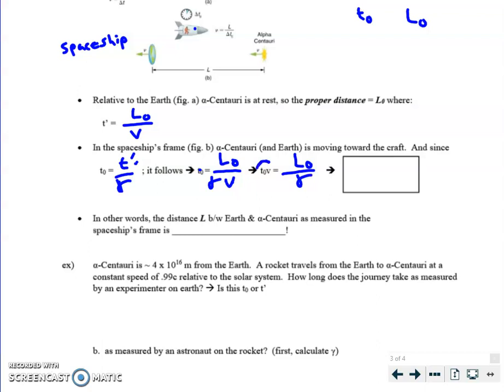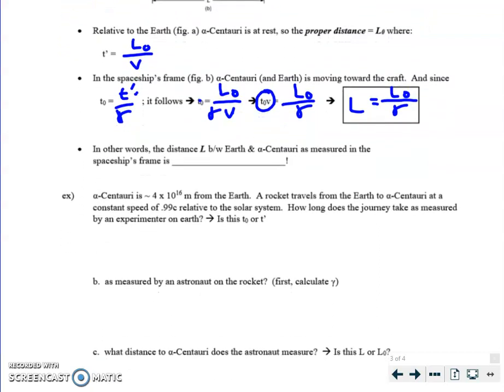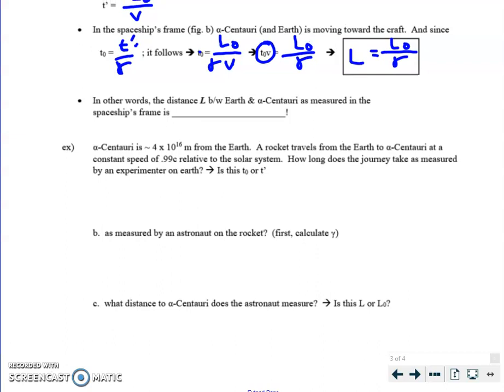And if you look at that, that's a velocity times a time. That's the L we're looking for, up here. So we can say the L as measured by the spaceship, the distance it traveled from Earth to Alpha Centauri, is equal to the distance we see between Earth and Alpha Centauri divided by the gamma factor, which is based on how fast the craft is moving. In other words, the distance L measured in the spaceship is contracted.